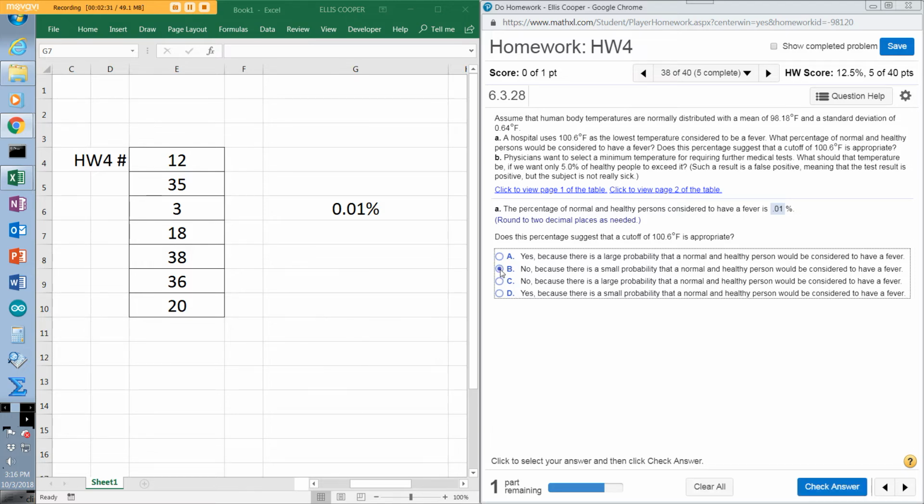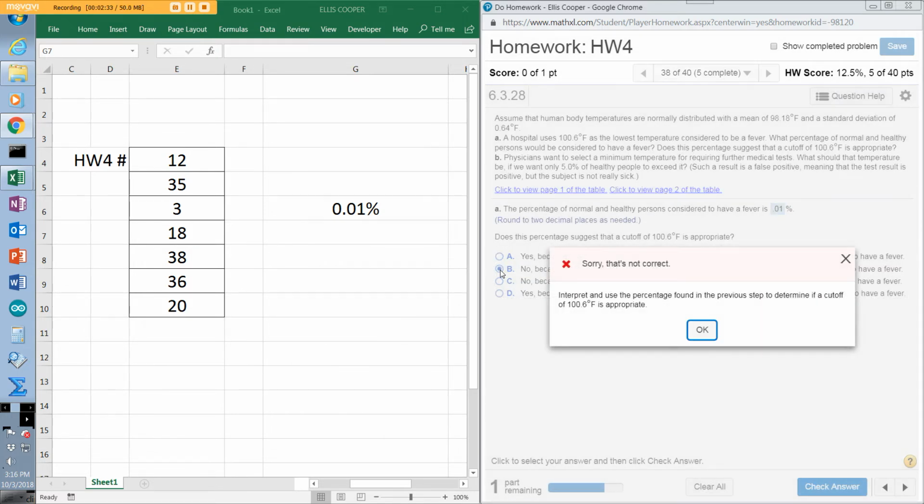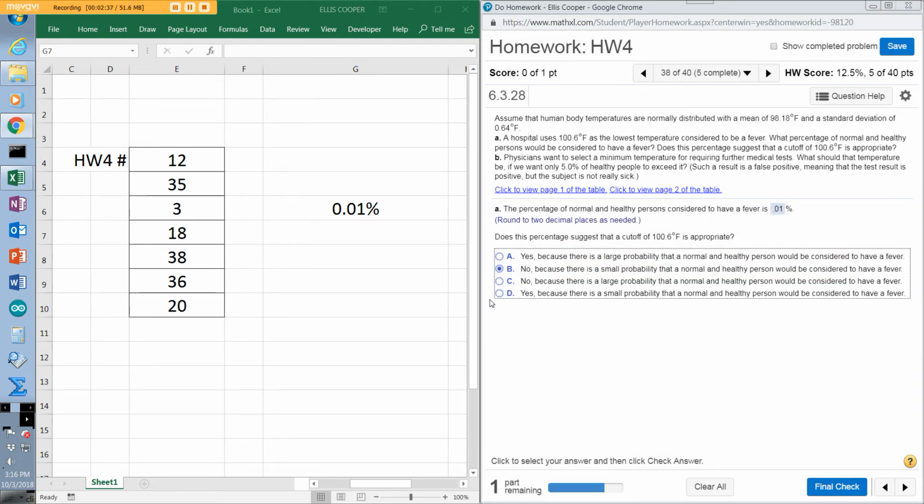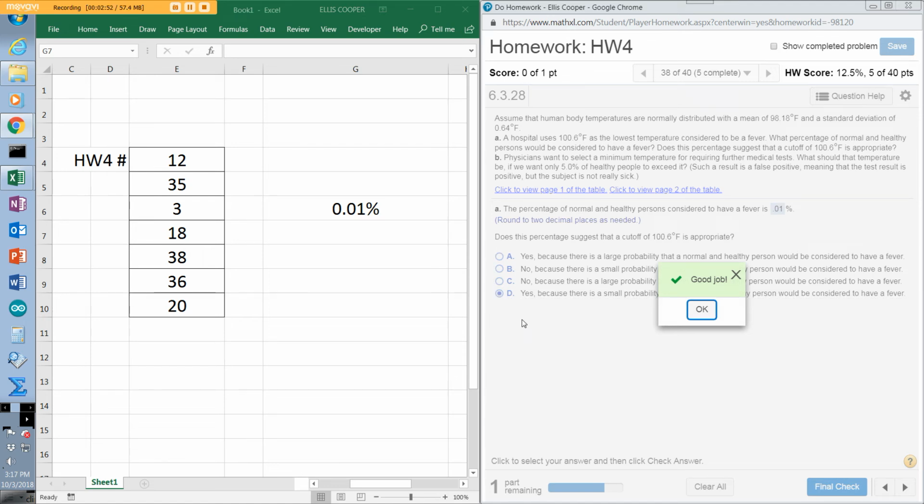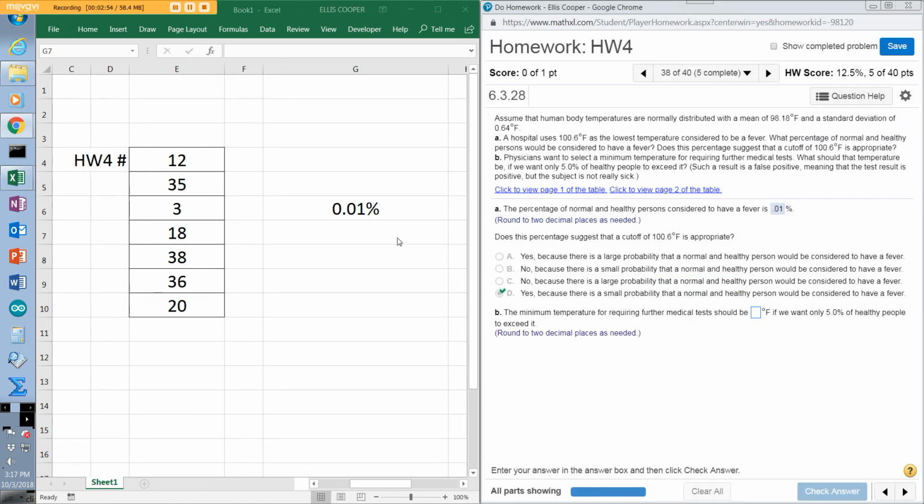So I'm going to go for that. And that's wrong. No, because there is a large probability. D. Go for D. There you go. There is a small probability, 0.01%, that a normal and healthy person would be considered to have a fever.